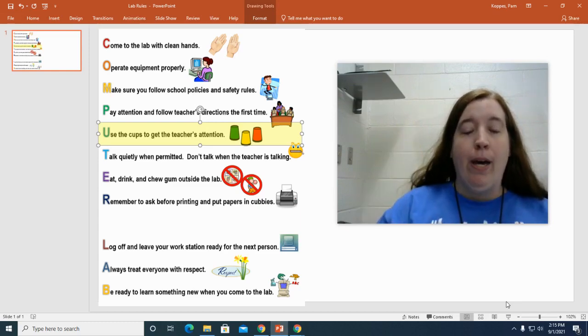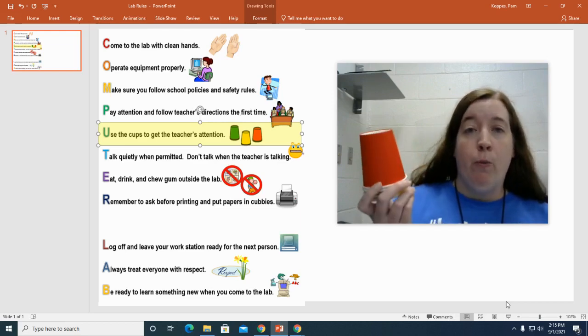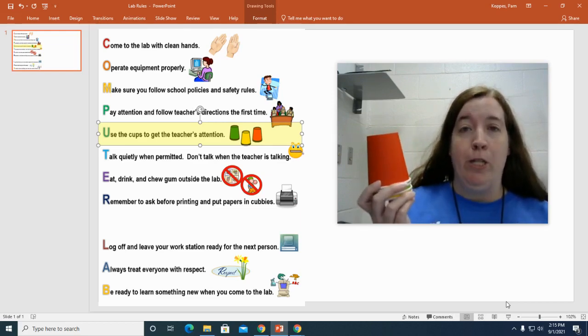Yellow. What cup is the done cup? Blue. What cup is the good cup? Green. And what cup is the computer emergency cup? Red. Yes. One more note about the red cup. It is for computer emergencies.